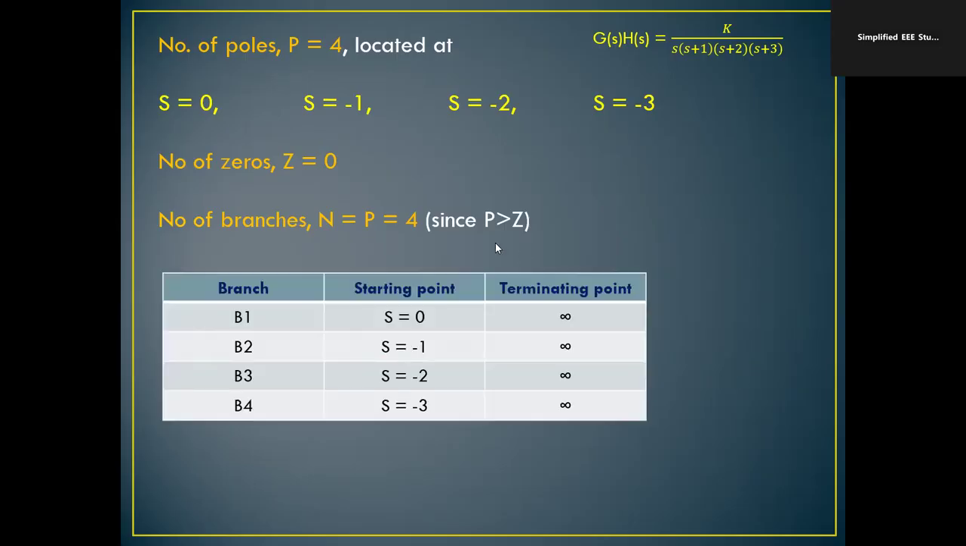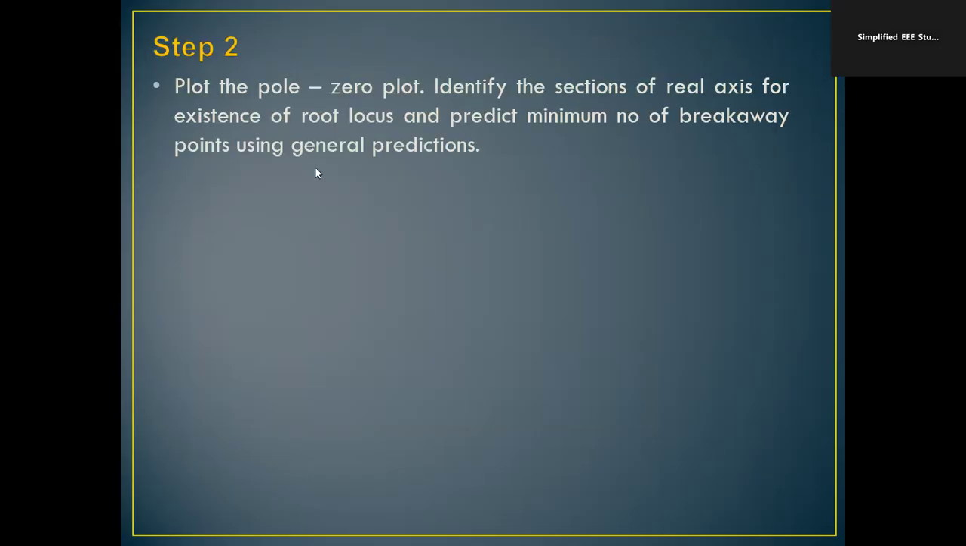Here, the number of poles is greater than the number of zeros. So 4 branches are available, as given in column number 1. The starting point is 0, terminating at infinity. Starting point minus 1, terminating at infinity. Starting point minus 2, terminating at infinity. Starting point minus 3, terminating at infinity. This table is very desirable, so this will simplify your task. Step number 1 is successfully completed.